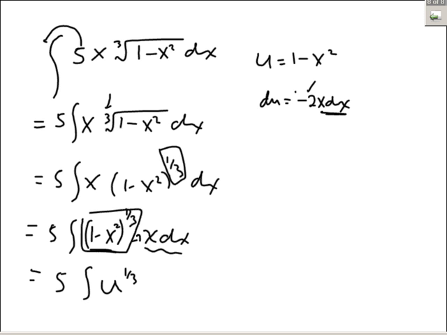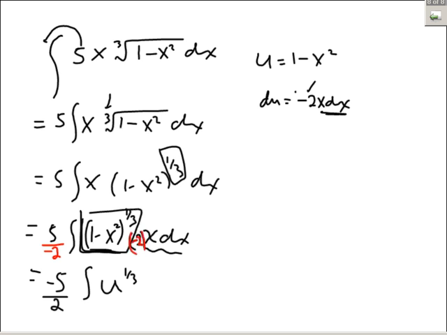I can multiply inside by negative 2. I'll do that in red because we inserted it. I'm going to multiply inside by negative 2, but then I have to come outside with a negative 2 in the denominator. As I multiply inside by negative 2, I divide outside by negative 2. And outside will be negative 5 over 2.